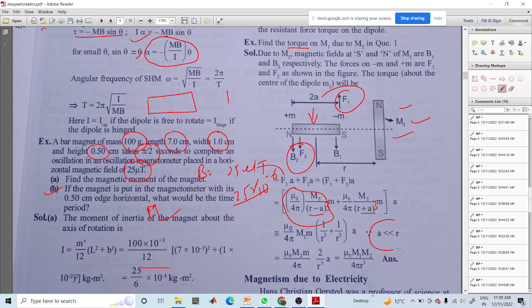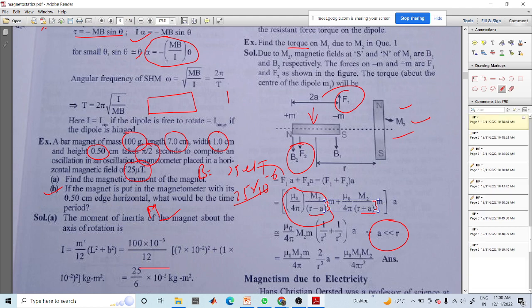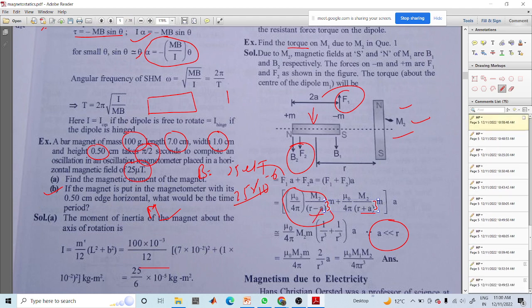There one condition has been applied, that a is much less than r. So here a is deleted, just make a equal to 0 here, then this result you will find. So this is your final result. Till now, tell me if you are getting any problem understanding this, tell me. I will try to discuss this.